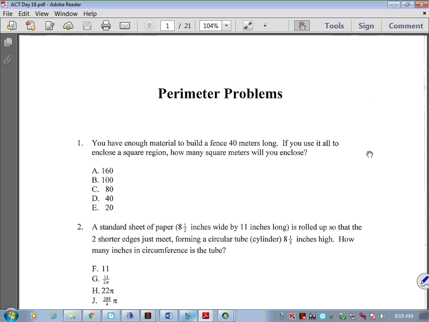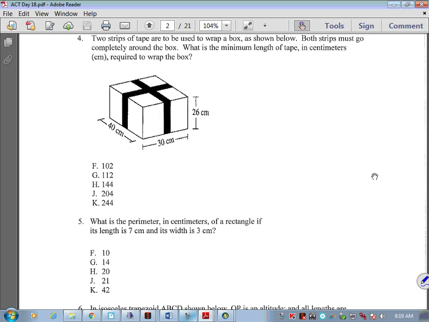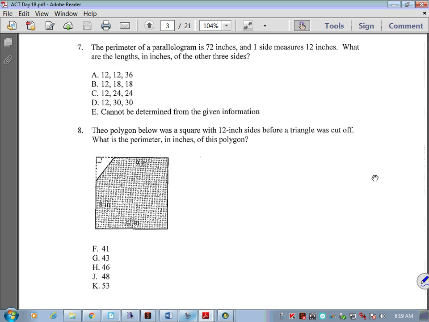Number 7, let me scroll down here so that video-wise we can see what's going on. 7 is C, 12, 24.